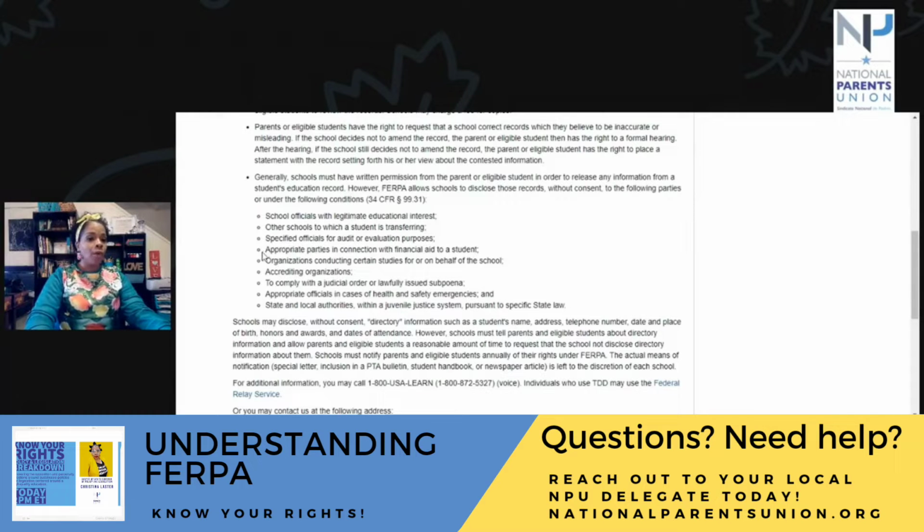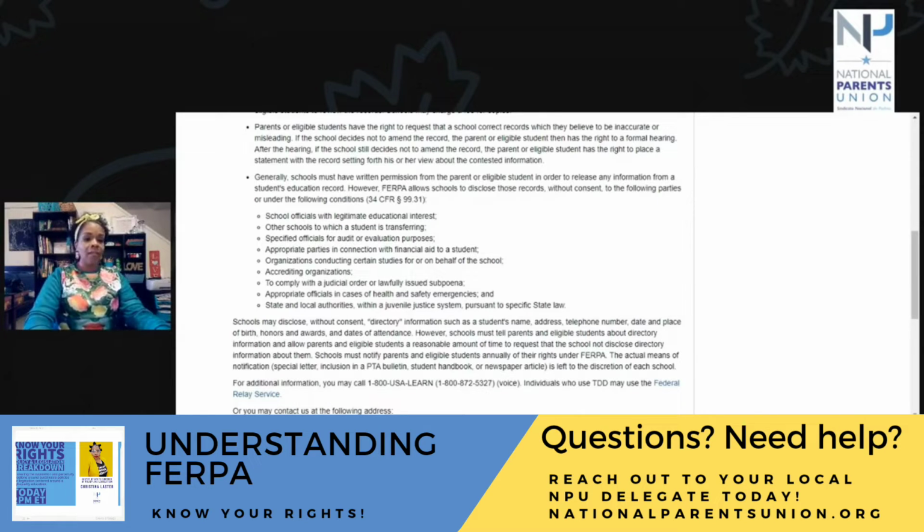Who are the appropriate parties in connection with financial aid? It may not be the people that you think. You might want to check out who they are. You can ask these questions, right? Accrediting organizations, again, find out who they are. To comply with a judicial order or lawfully issued subpoena, that's as clear-cut as it can be.